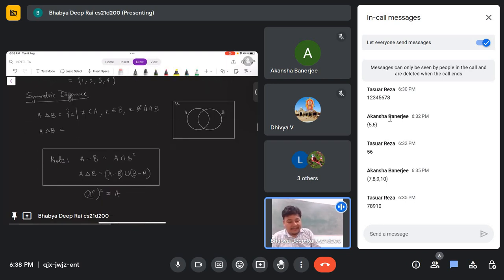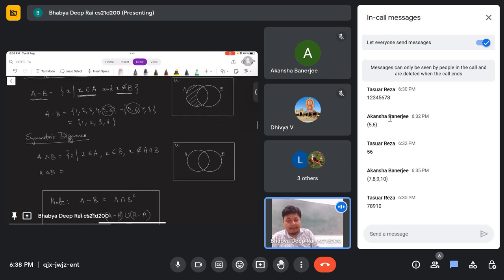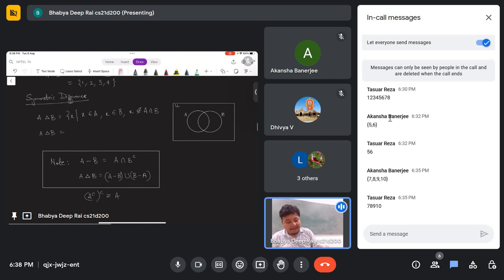I hope that was clear. Now we have a slightly different kind of difference, which is called a symmetric difference. When I write it in the Venn diagram, it becomes more clear, but I can write it as follows: X is in A, or X is in B, but X is not in the intersection. In other words, this is what is called the symmetric difference. Those elements which are in A or in B, but not in both. This is what it signifies.